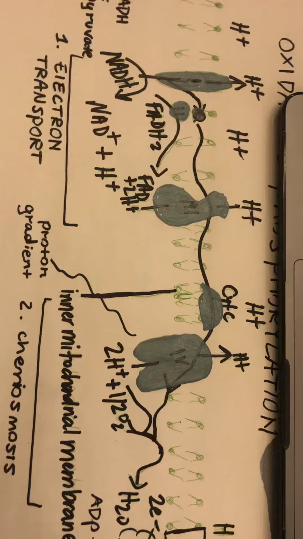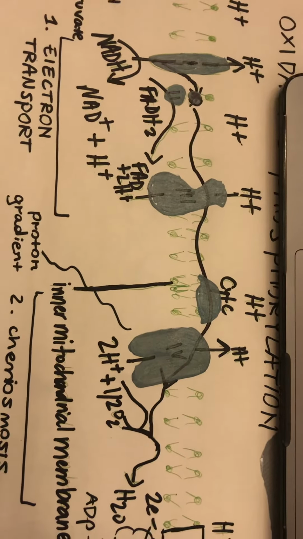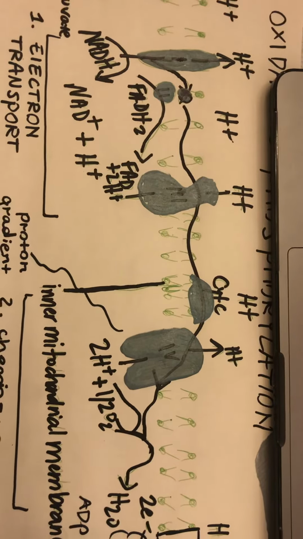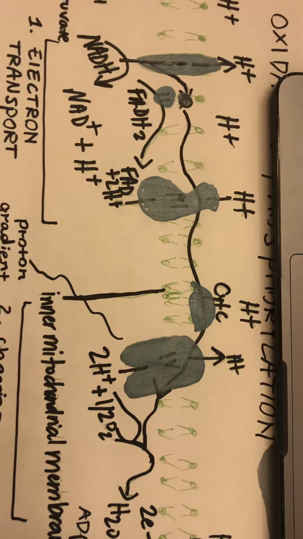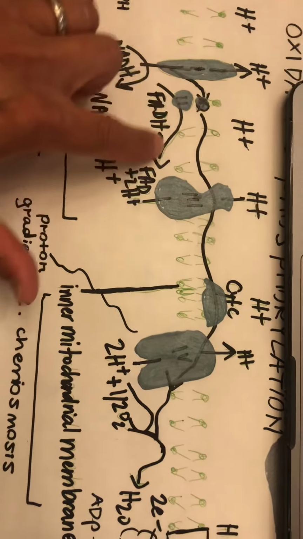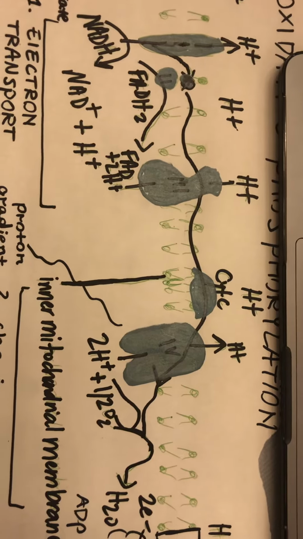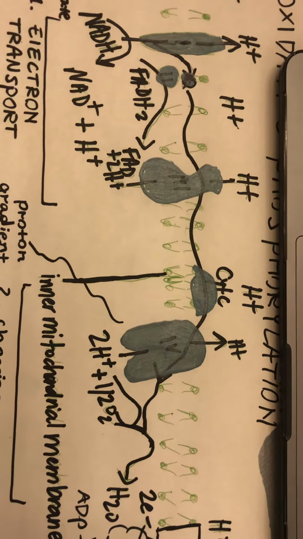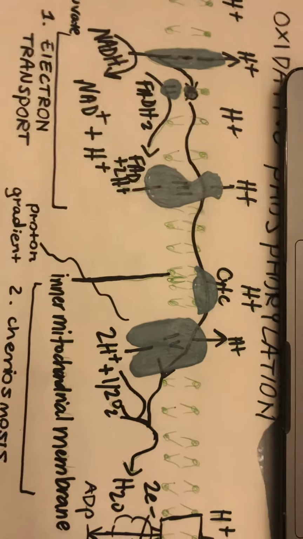And the second one, the electrons pass from one electron carrier to the next in a series of redox reactions. The carrier is reduced when it receives the electrons and oxidized when it passes them on. So as you see, they pass through here. The next thing that happens is protons, H plus, move across the inner mitochondrial membrane, creating a high H plus concentration, and you can see that up here.